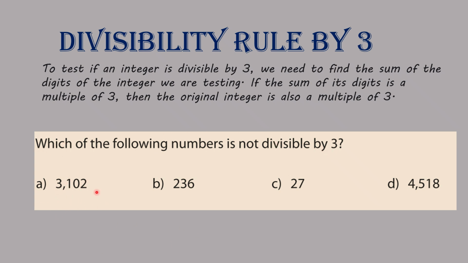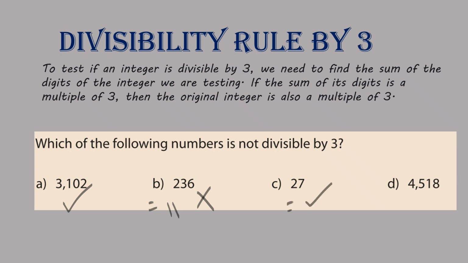What we will do is just add all the digits of this number. So 3 plus 1 is 4, 4 plus 0 is 4, 4 plus 2 is 6. Now 6 comes in 3's table, so this number will be divisible by 3. Next over here I have 2 plus 3 is 5, 5 plus 6 is 11, and 11 doesn't come in 3's table, so this number will not be divisible by 3. Now 27 is a multiple of 3, so it will be divisible by 3.